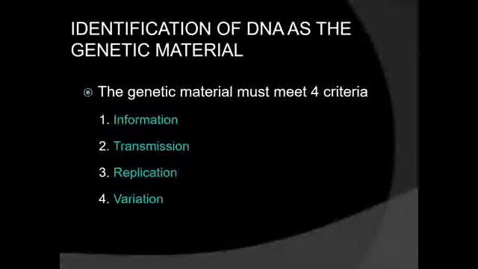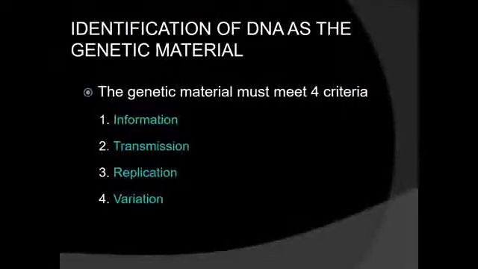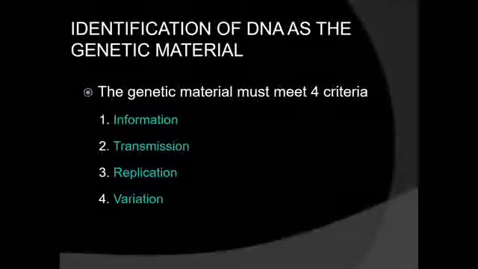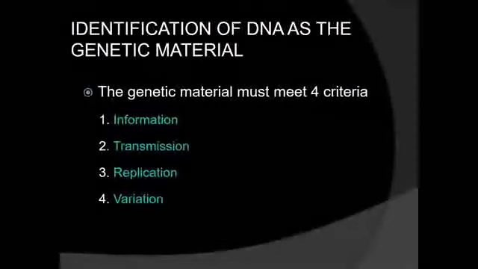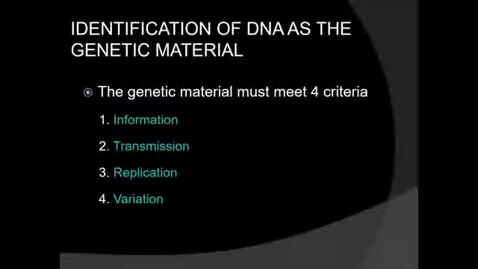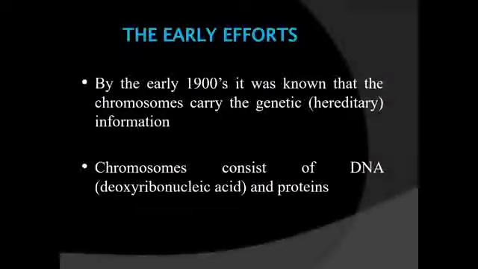And number four, a genetic material should be able to carry a certain degree of variation. This variation will lead to evolution, and this will lead to individuals who are better adapted to the environment. So a genetic material should not only be able to conserve its information, at the same time it should be able to introduce certain variations in it to make genetic diversity.